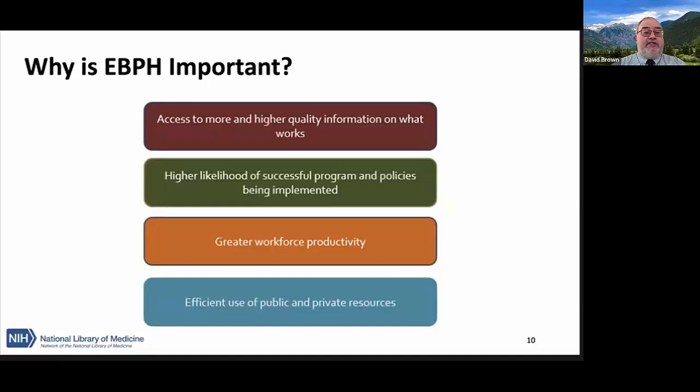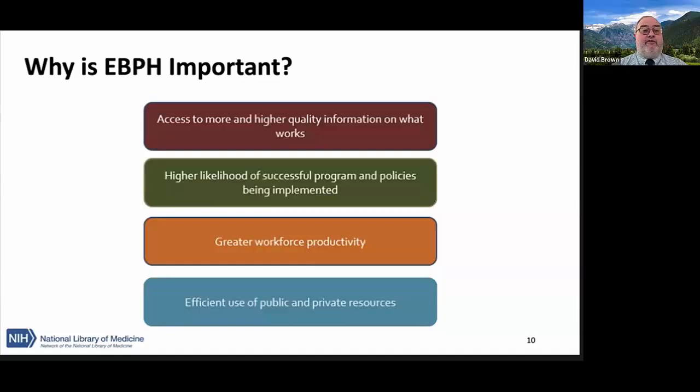There's a higher likelihood of successful programming and policies being implemented. And that's really the idea here, that we're looking at what a successful program is. What's making that program work? Is it because they have community health workers that speak the language and are members of the community? Or is it because the material is written at a 9th grade reading level? So what's making it work? What's not making it work?